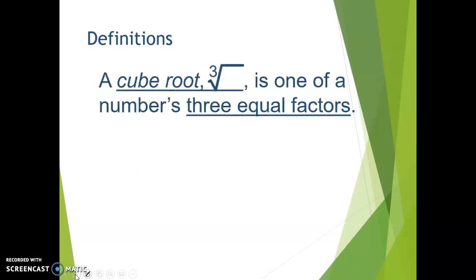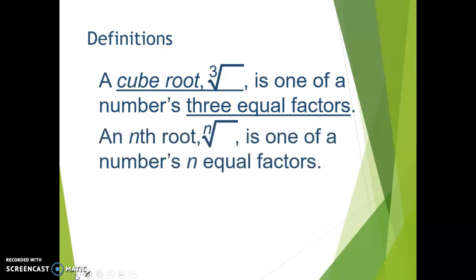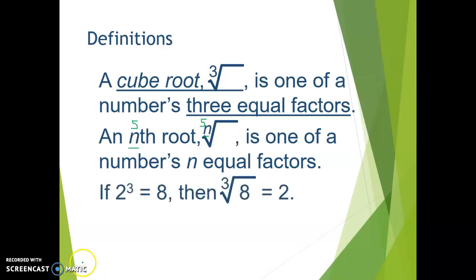A cubed root is one of a number's 3 equal factors. So it's a number that I can multiply by itself 3 times. Like we've already talked about in that picture of a cube, with the number 64, for example, the cubed root was 4. An nth root is one of a number's n equal factors. So if we were looking for the 5th root, we would be looking for a number's factors that we've multiplied 5 times to get that number. We can replace that n with any number, 4, 7, 9, whatever.